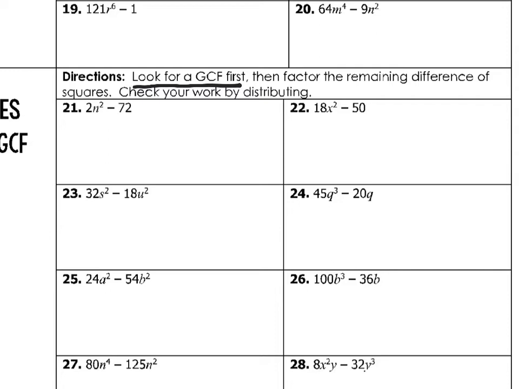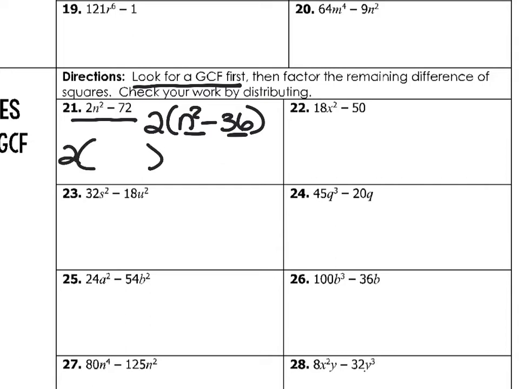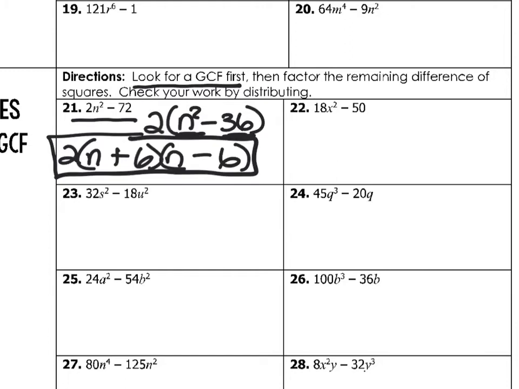All right, so what's your GCF for this? It'd be 2. So it'd be 2 times n squared minus 36. All right, so this is a difference of squares, right? So we could factor that on down to a plus and a minus. Square root of n squared is n. Square root of 36 is 6. So now this, including the 2, is my factored form, my answer in factored form.